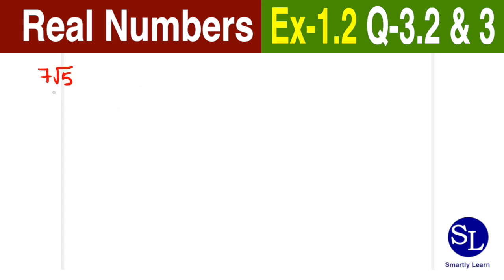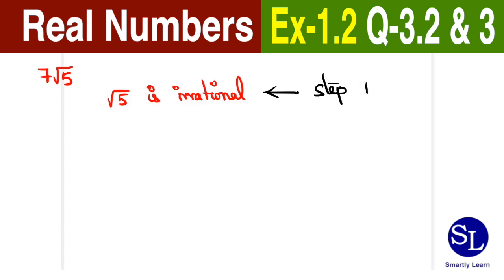Here, before we solve that, ensure that you write or prove that root 5 is irrational. So see how to solve this, looking at the first question in this particular exercise. So this should be your step 1. Prove that root 5 is irrational. Now once that proof is done, we will start with the proof by contradiction for 7 root 5.